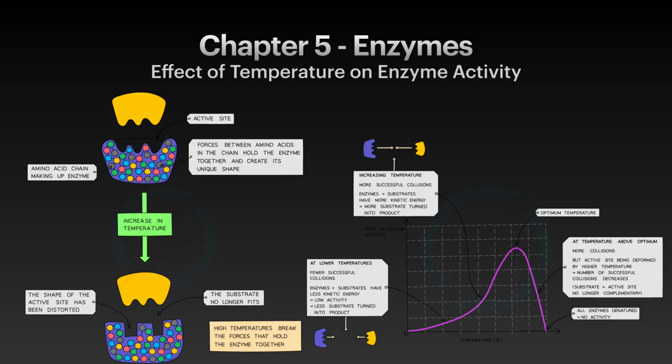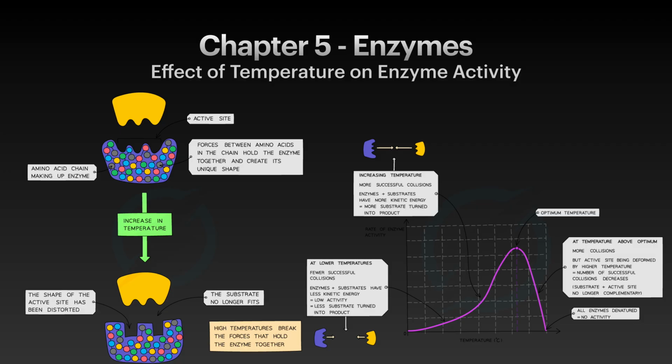But here's the key point. Low temperatures do not denature the enzymes. They just slow them down. As temperature increases from 0 degrees toward the optimum temperature, enzyme activity increases. For most human enzymes, the optimum temperature is around 37 degrees Celsius. That's normal body temperature. Why does the activity increase? Because molecules now have more kinetic energy. They move faster, collide more frequently, and more enzyme substrate complexes form.